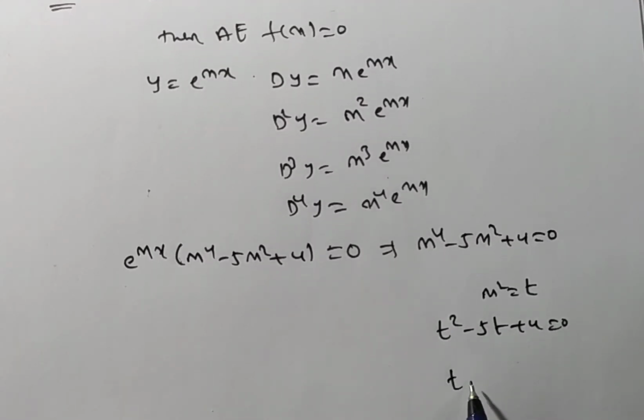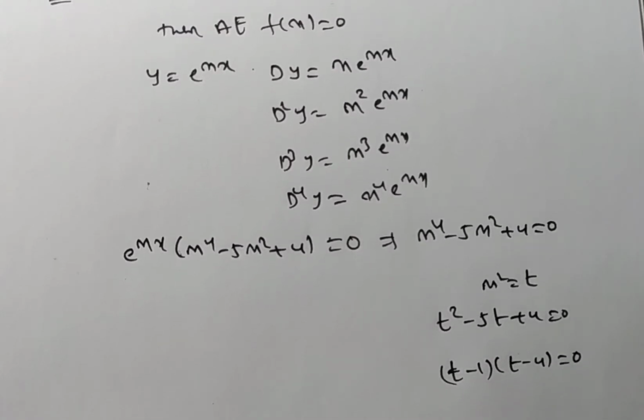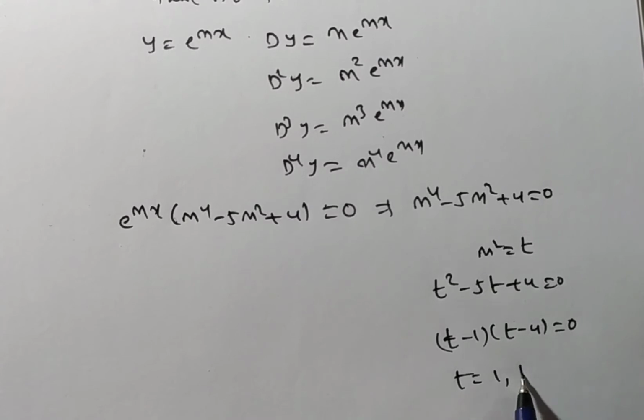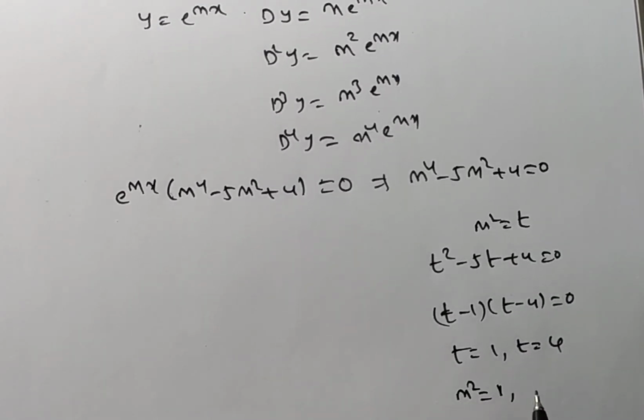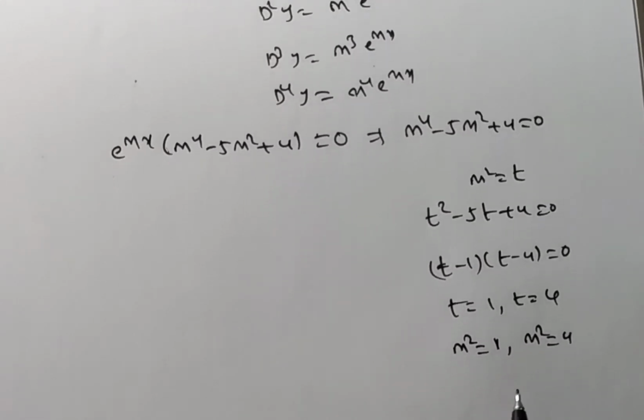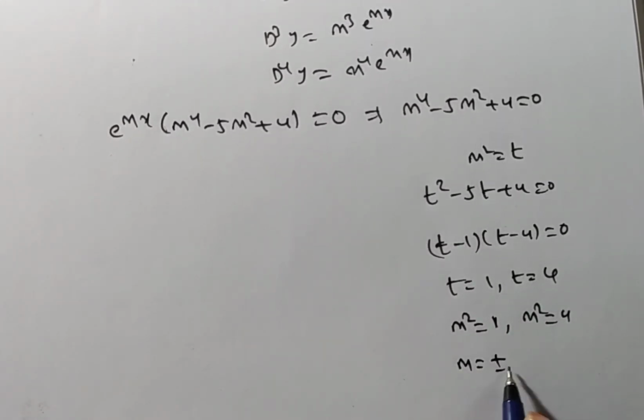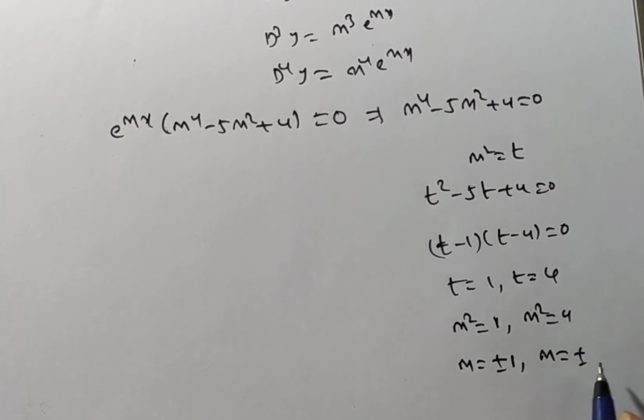Then this one you can write as (t − 1)(t − 4) = 0. So t = 1 and t = 4. What is the t here? m². So m² = 1, m² = 4. If you simplify this, then you will have m = ±1, m = ±2.